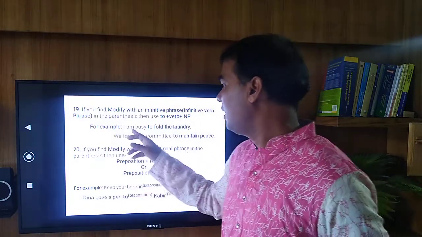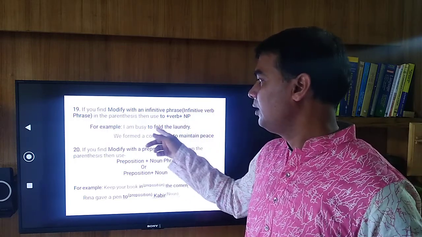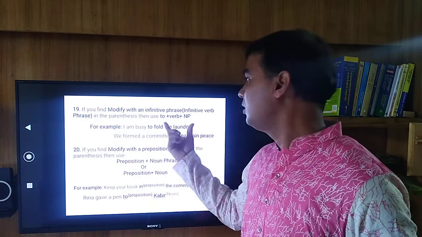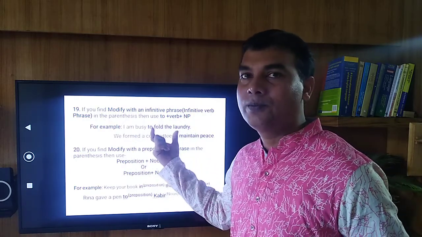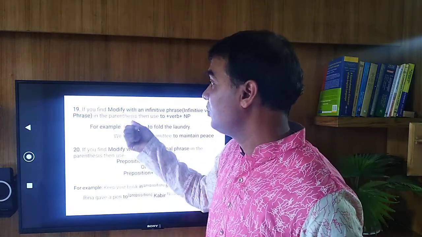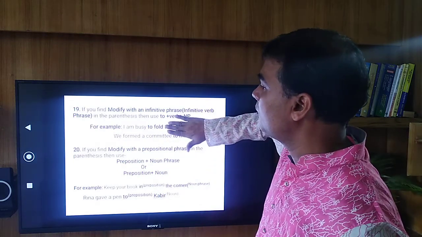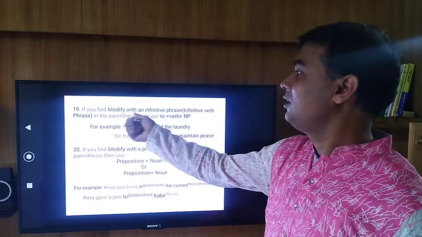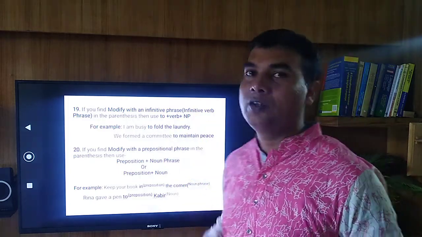For example, I am busy to fold the laundry. Here, to, infinitive, then fold, this is a verb, and the laundry, this is a noun phrase. So combining these three things, to fold the laundry, this is an infinitive phrase. But if in the question it was written modify with an infinitive, then the answer would be to fold, not the laundry. Okay, I am busy to fold. But since it is an infinitive phrase, we have to add another noun phrase, to fold the laundry.